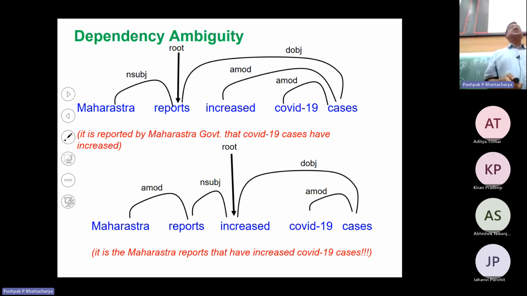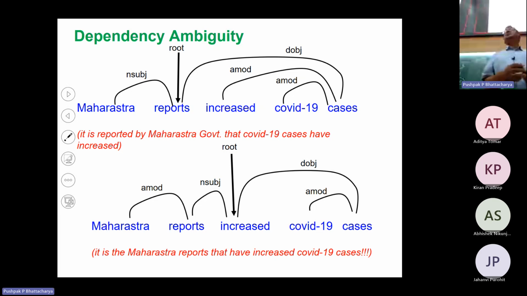Interestingly, where is the distortion of meaning caught? At which layer? It is caught at the semantics layer or pragmatics layer. It is impossible that newspaper reports will increase the COVID-19 cases, so you have to invoke world knowledge, and that takes us into pragmatics. As in the Buffalo sentence we have seen.